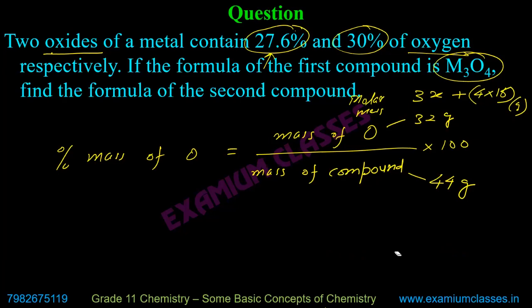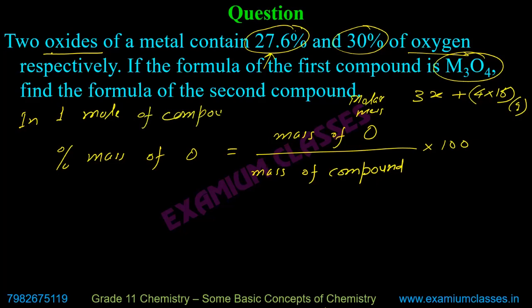So it will be mass of oxygen divided by mass of compound, and certainly we are considering 1 mole. Whenever we are applying this formula, this is something hidden you need to remember. We are talking about 1 mole of compound. In 1 mole of compound, percentage mass of oxygen will be mass of oxygen divided by mass of compound into 100. Mass of oxygen is given, this thing you can calculate.